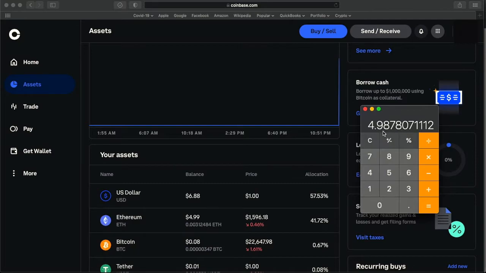So the numbers it was showing me at $4.99 earlier were obviously rounded up, so that's the actual amount of value worth of Ethereum that I purchased with my $5.02. Most of it was used for the purchase of Ethereum, and the rest was used for the fee.